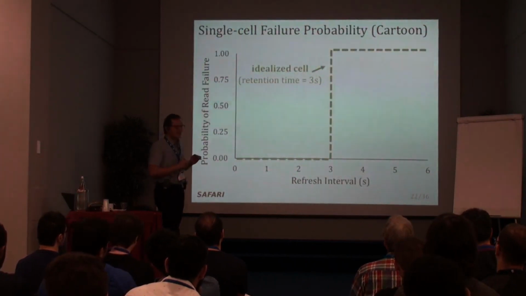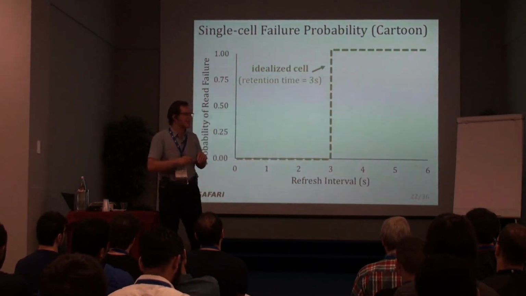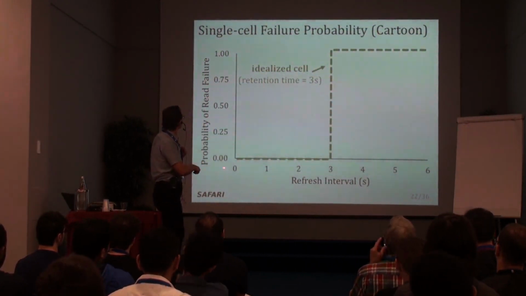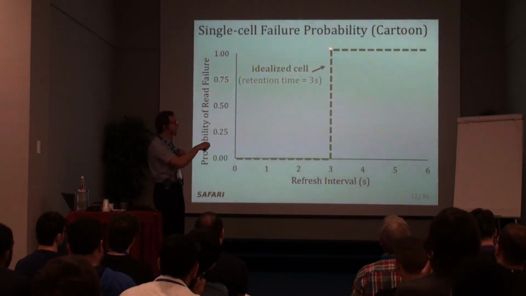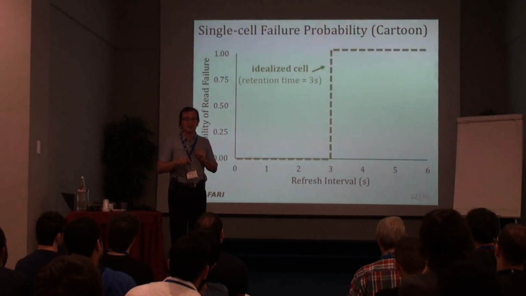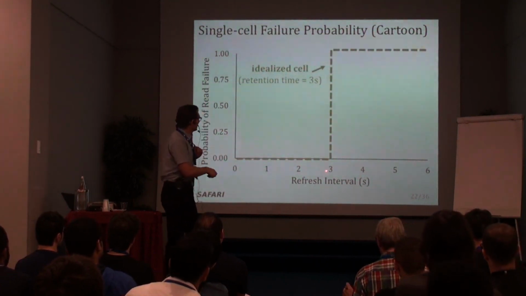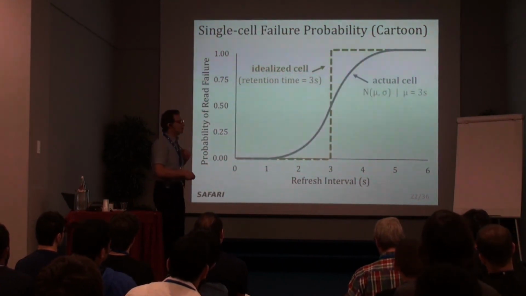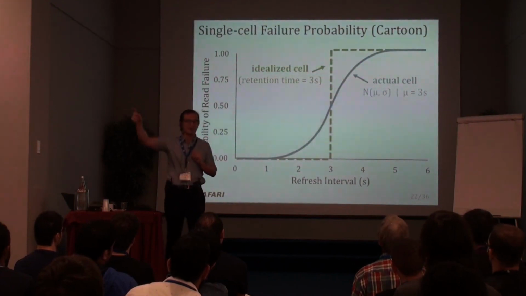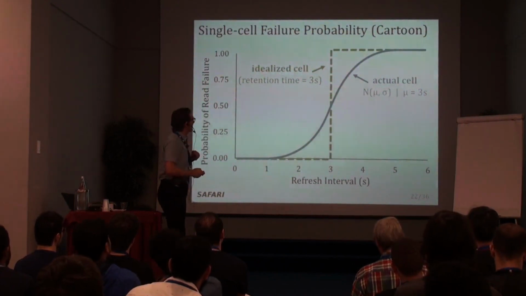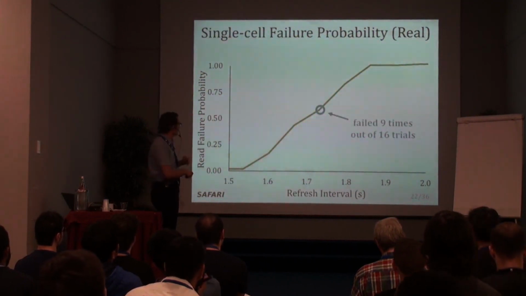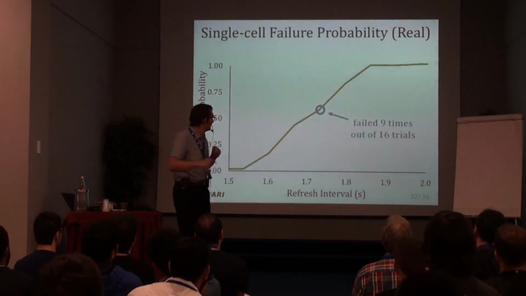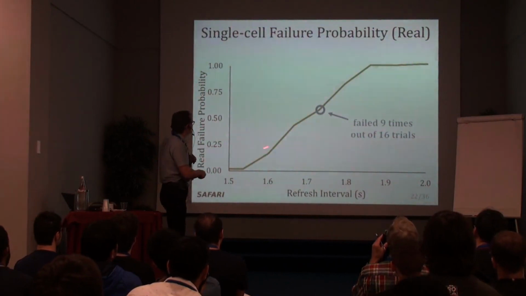So let's take a look at, I'm going to be a little bit deeper here, but this is the refresh interval. This is the probability of a read failure of a cell. Ideally, you would expect something like this, right? But you don't see that actually. The errors are much more probabilistic. The errors look more like this. The actual cell has a probability distribution of errors, and it looks kind of like this. And these are some real cells. This is real data, for example. We examined the lifetime of a cell, and we tested many times, and this is the failure probability.